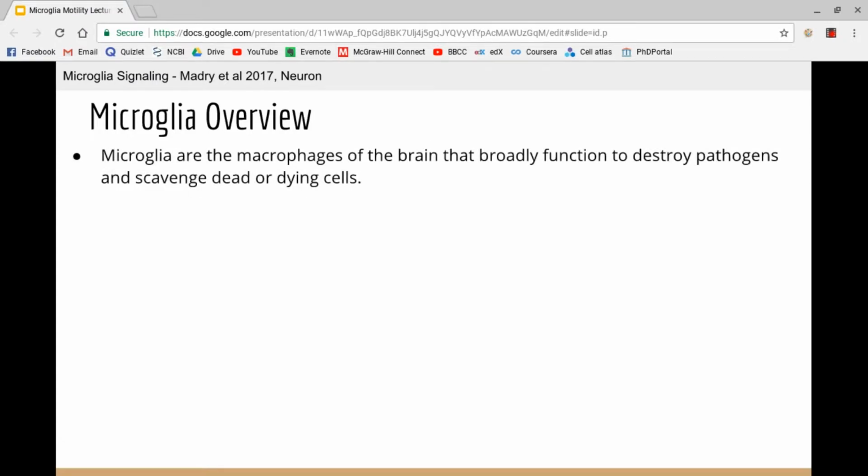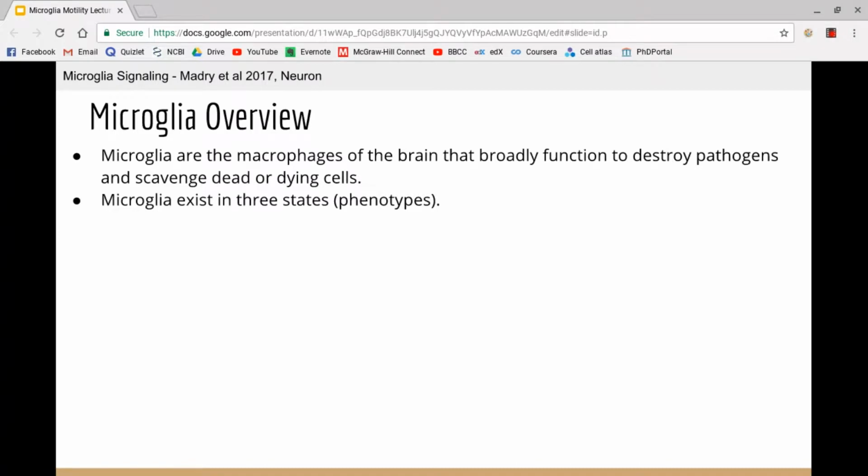So microglia are the macrophages of the brain, and they broadly function to destroy pathogens and scavenge dead or dying cells. They do this through the process of phagocytosis, whereby they envelop their substrate, and the resulting internal vesicles are then merged with lysosomes to form phagolysosomes, where the contents are degraded.